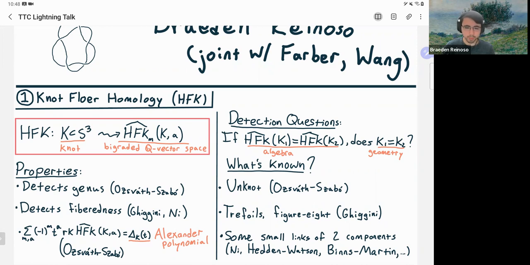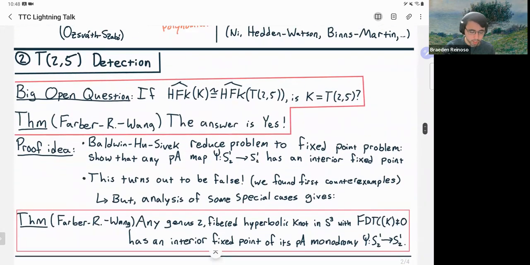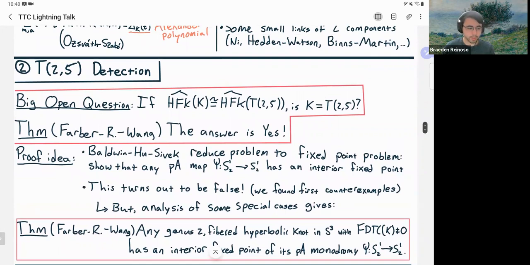So what's known in this realm? Well, we know that knot Floer homology detects the unknot, meaning that any knot with the same knot Floer homology as the unknot must be the unknot. And that's just because knot Floer homology tells you about the genus, and the unknot's the only knot of genus 0. It also tells you about the trefoils and the figure 8 knot, because those are the only genus 1 fibered knots. And to date, those are the only knots of a single component that knot Floer homology is known to detect. We do know, however, that it detects some small links of 2 components, like the unlink and the Hopf link, and some small torus knots.